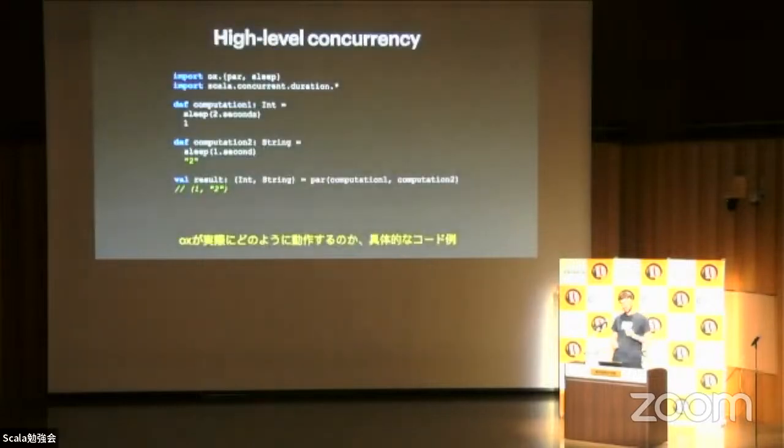Let's take a look at some specific code examples so that you can feel how working with this style feels in practice. So here we've got an example of a high-level concurrency operator, par. So we've got two computations, computation one, computation two. They sleep for some time, and then they produce a result. So using the par method, we can actually run these two computations in parallel.